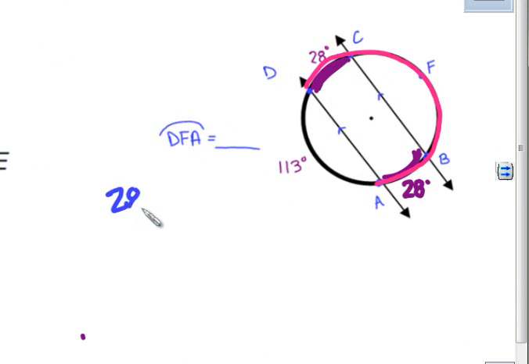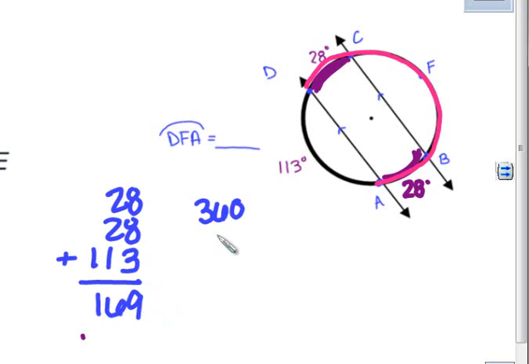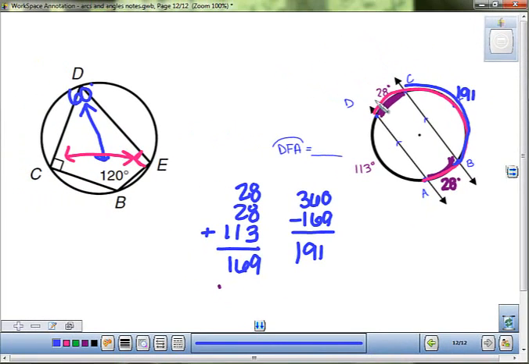So I'm going to add what I've used, which is 28, 28, and 113, which gives me 169. Take that from the full circle, and that's CB. So C to B is 191. So to get this entire arc DFA, it's 28, 191, and 28. So I'm going to add my two 28s to this for a grand total of 247 degrees.